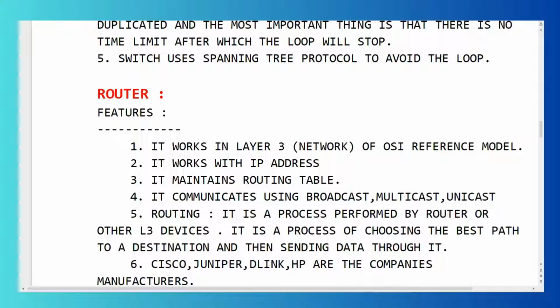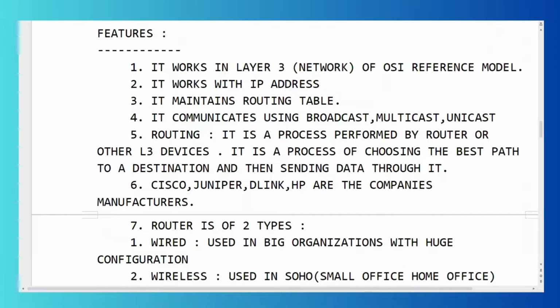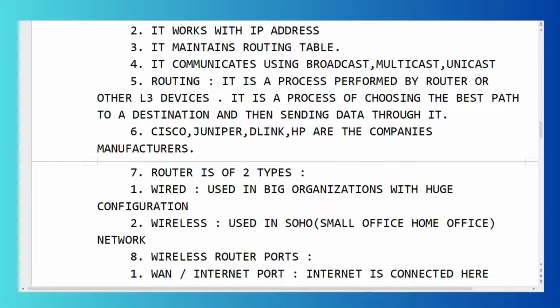Then router. Router features: it works in layer 3 of the OSI reference model. It works with IP addresses. It maintains a routing table. It communicates using broadcast, multicast and unicast. Routing is a process done by a router or other layer 3 device. It is the process of choosing the best path to the destination and then sending data through it. Cisco, Juniper, D-Link, HP are the companies that manufacture routers.